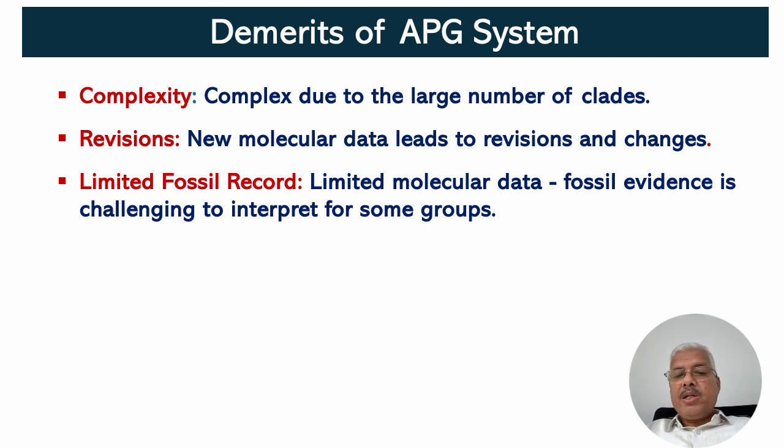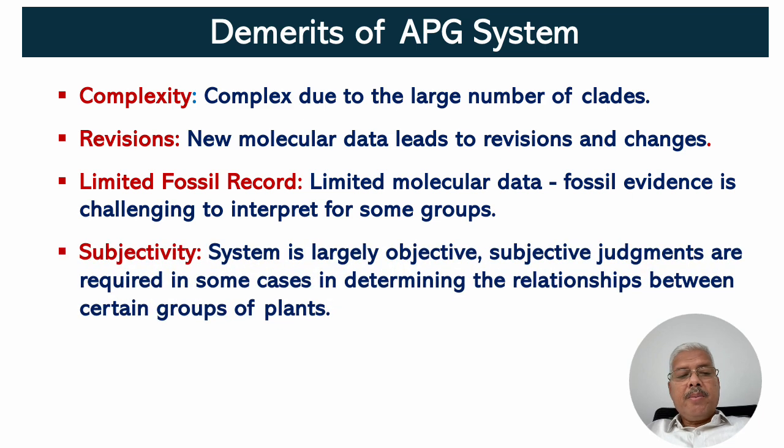While the APG system is largely objective, there may be instances where subjective judgments are required in determining the relationship between certain groups of the plants. The APG system represents a significant advancement in botanical classification, while it has certain limitations. Its merits far outweigh its demerits, making it the preferred system of classification of flowering plants.